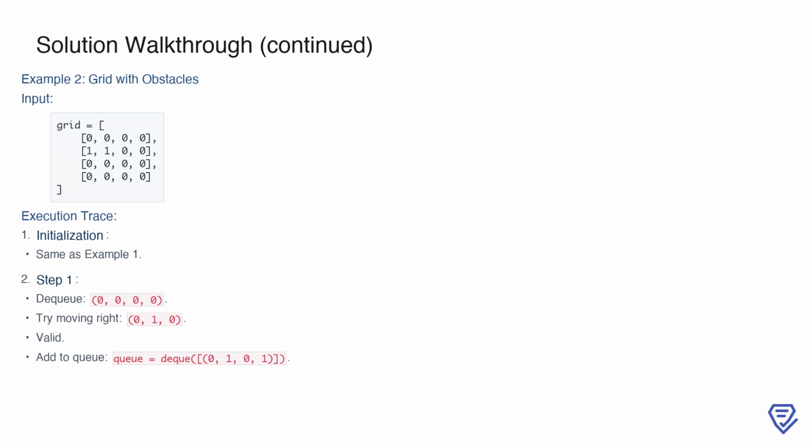Now, let's consider a grid with obstacles. In this case, the grid has two obstacles located in the second row at positions 1, 0, and 1, 1. The initialization process remains the same as before.